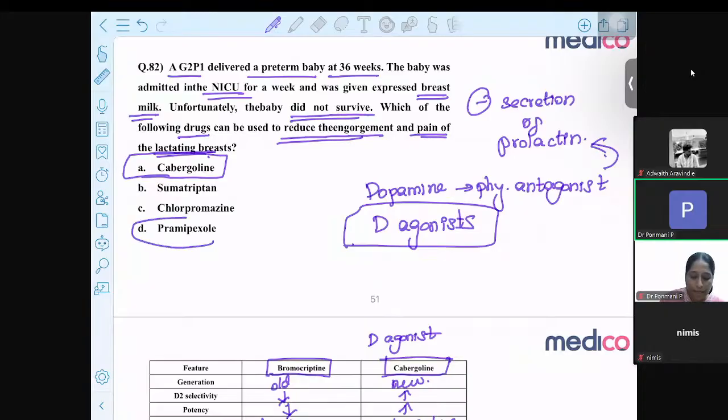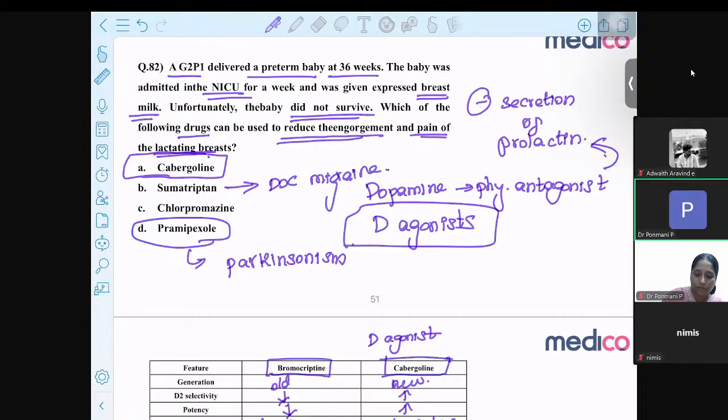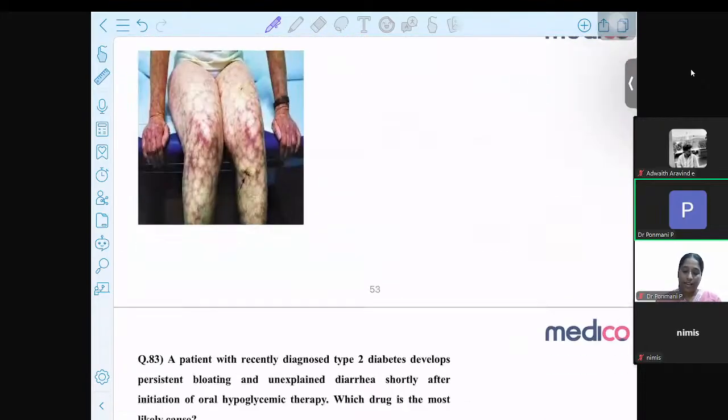Is there any other dopamine agonist in the question? You have pramipexole. This is also a dopamine agonist, but it is used in Parkinsonism. And what is sumatriptan? It is a drug of choice for migraine. Clear? So now we will go into the next question.